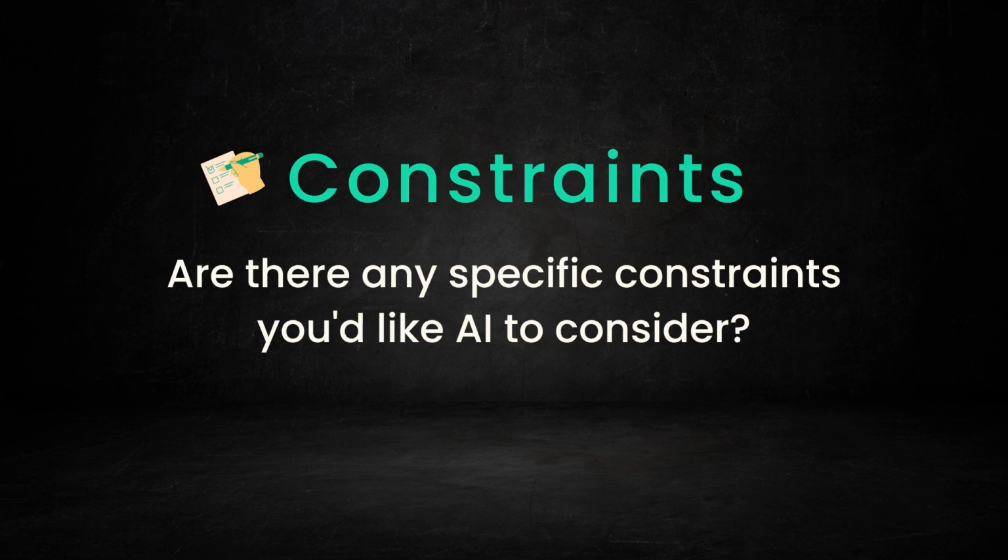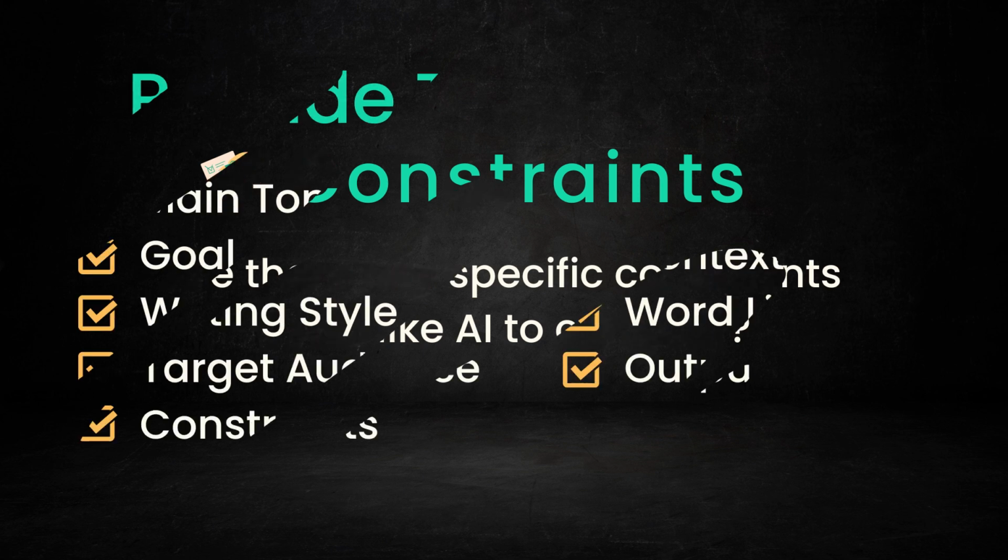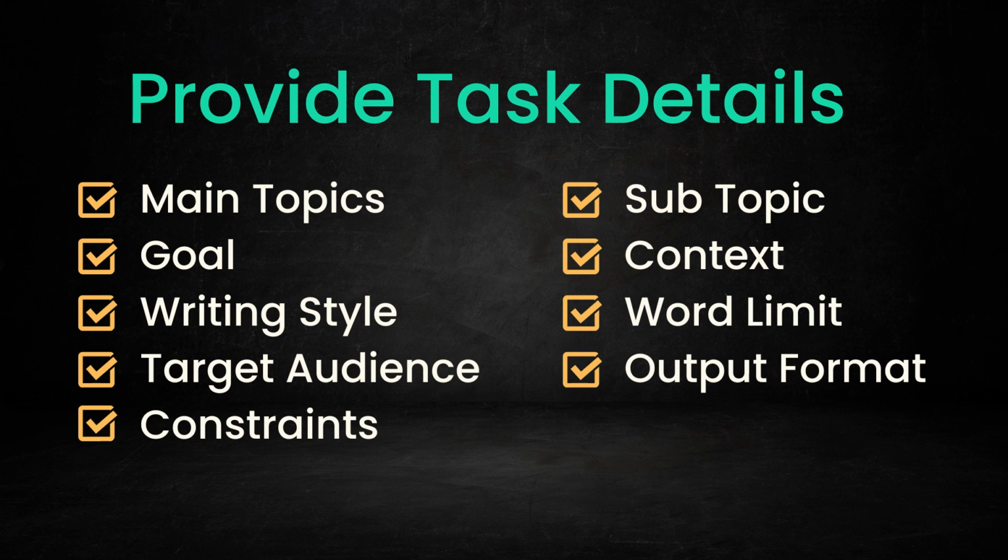Do you have any specific constraints you'd like AI to follow? These might include topic limitations, format preferences, or other requirements. Sharing these helps AI tailor its responses more effectively and stay within your desired boundaries. By considering these factors and incorporating your answers into the prompt, you can produce much more targeted results from the AI. Let's see an example that incorporates all these suggestions into the prompt.